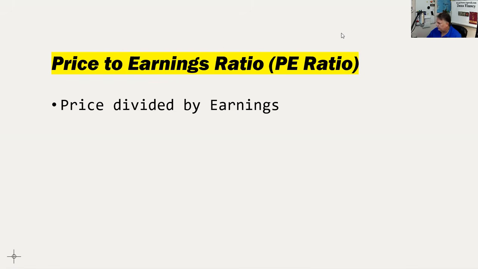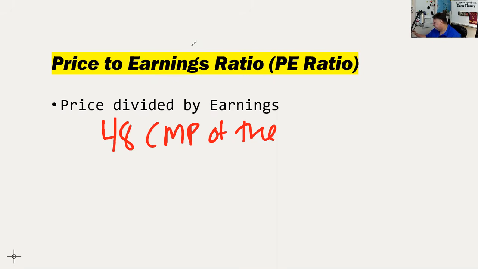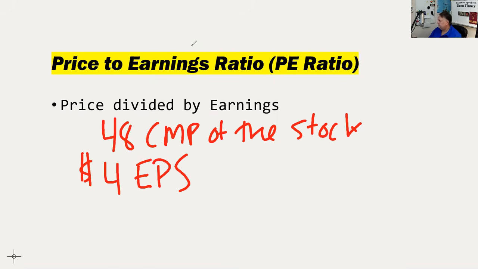But you're going to have to do this. So I'll just make up one. Let's say the price is 48. And again, if you want to try these, you can always hit the pause button. The price is 48. So that's the current market price of the stock. I just made that up. And I tell you that it has $4 in earnings per share.